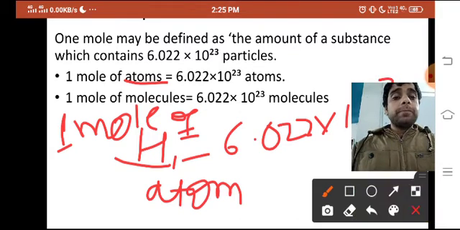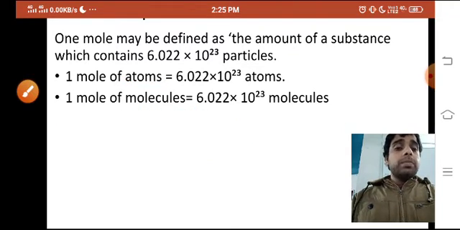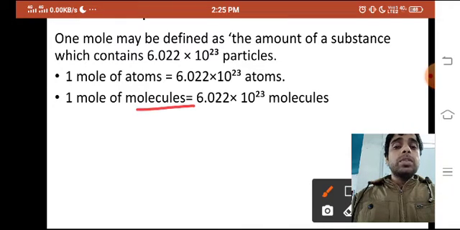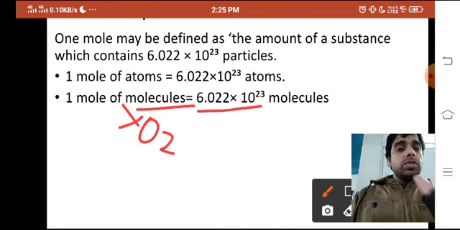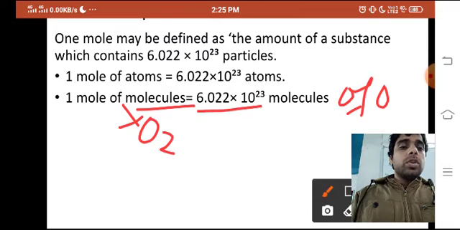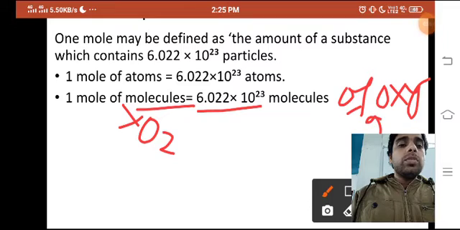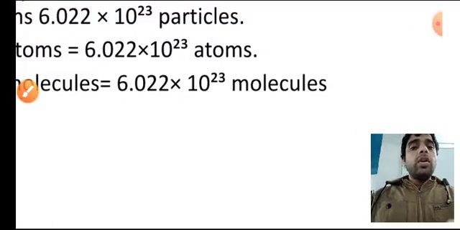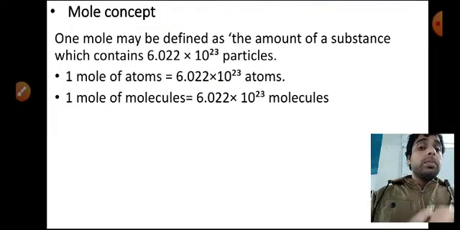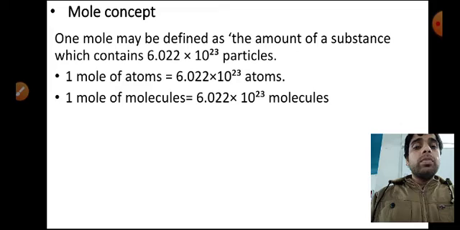And instead of atoms, if I write molecules, suppose 1 mole of oxygen molecules, then that is equal to 6.022 × 10^23 molecules of oxygen. Now we have to write oxygen molecules. So this is the meaning of the mole concept, the meaning of a mole of atoms and a mole of molecules.